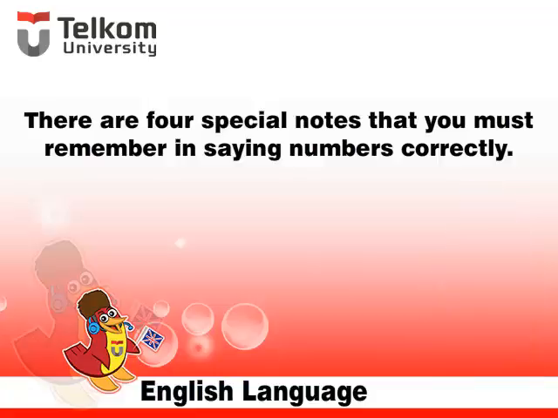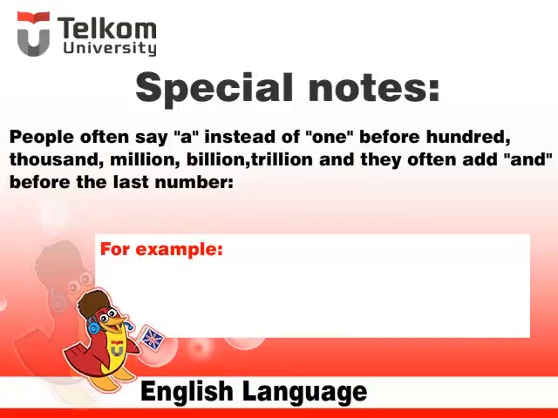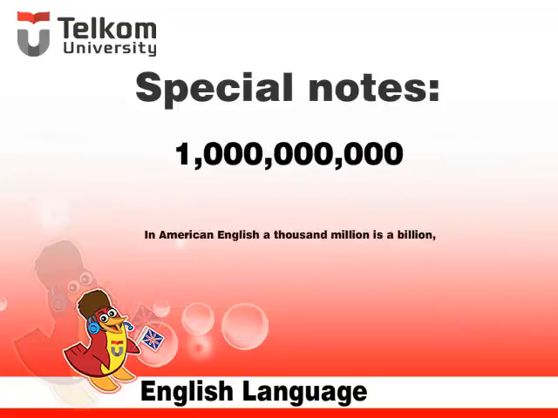First, people often say "a" instead of "one" before hundred, thousand, million, billion, and trillion. And they often add "and" before the last number. For example, 123, 1,013.